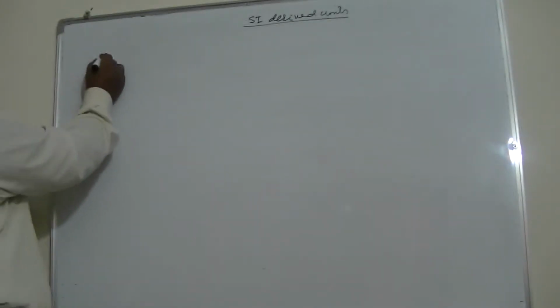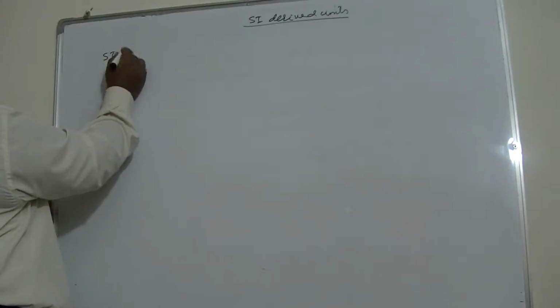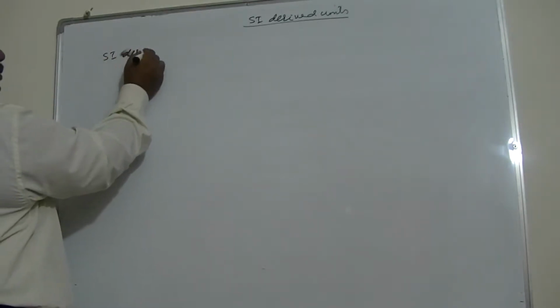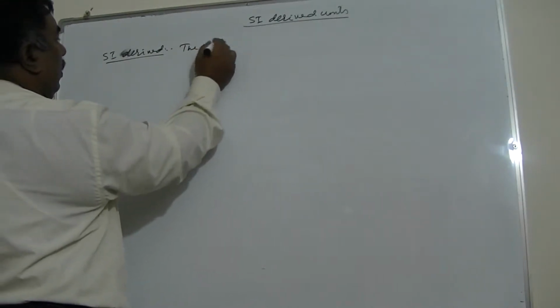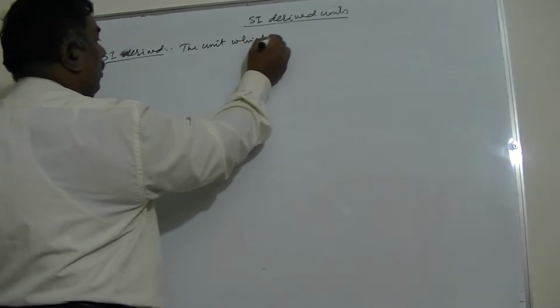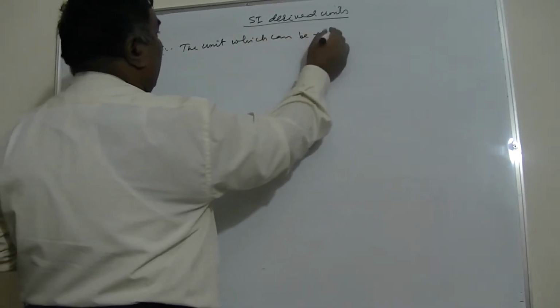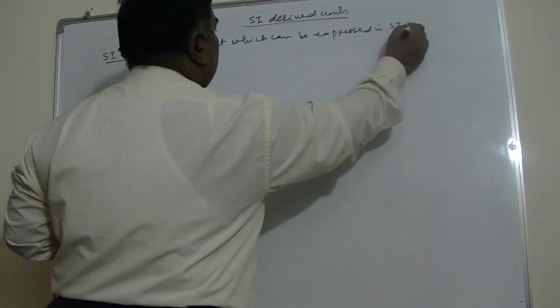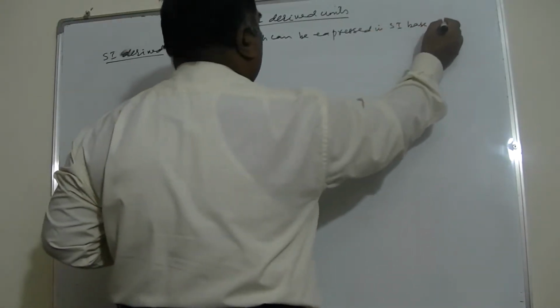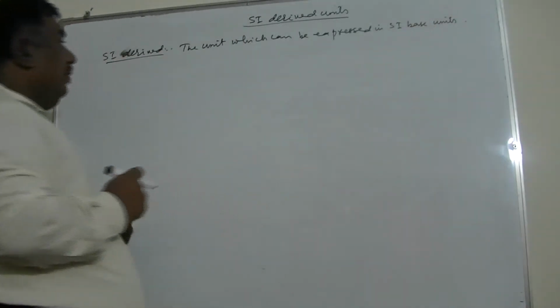So we can define simply SI derived unit. What is the SI derived unit? I can say SI derived unit is the unit which can be expressed in SI base units.